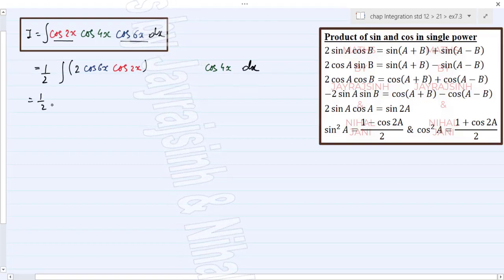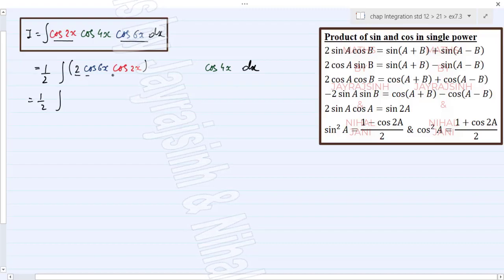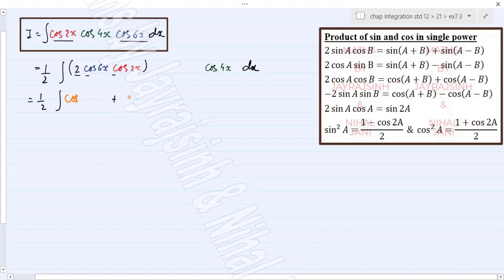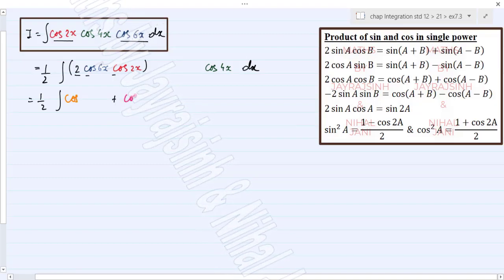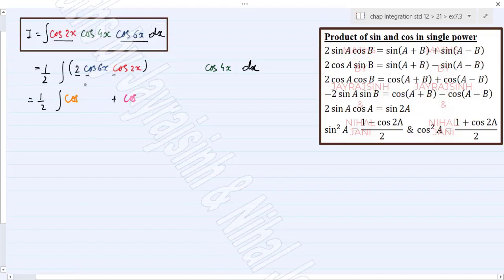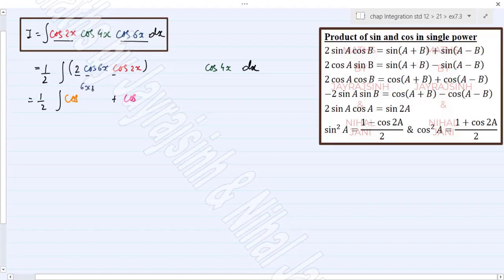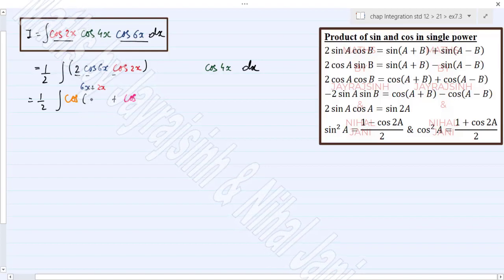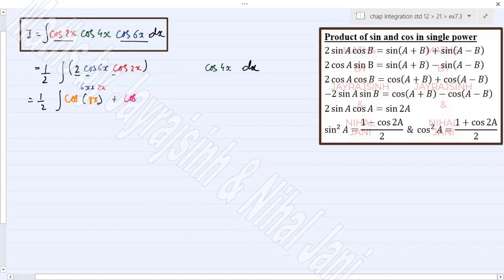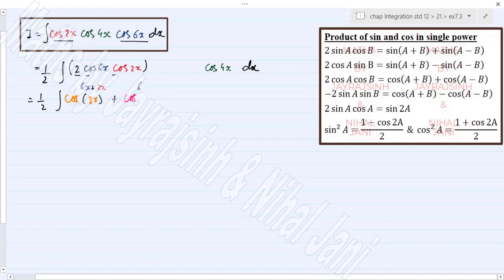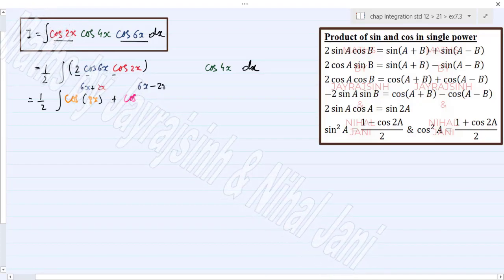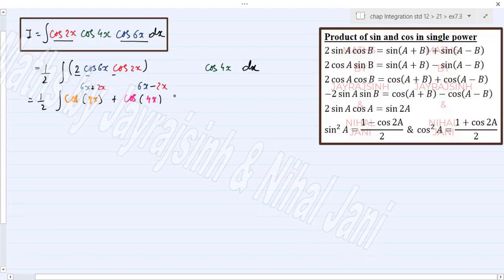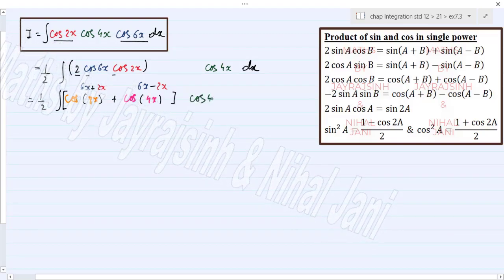Now, let's simplify our 2cc form into c plus c, or we can say cos plus cos. In the first angle, we have to add the angles, or we can say 6x plus 2x. So here we'll get 8x. And in the second, we have to take 6x minus 2x. So we'll get 4x. Your cos 4x still remains as it is.